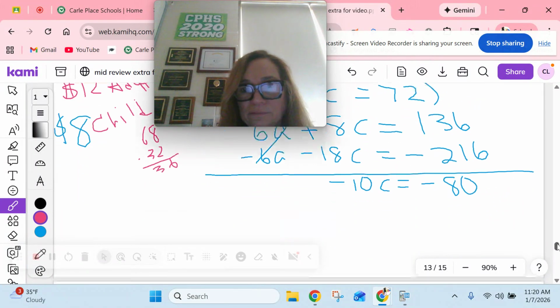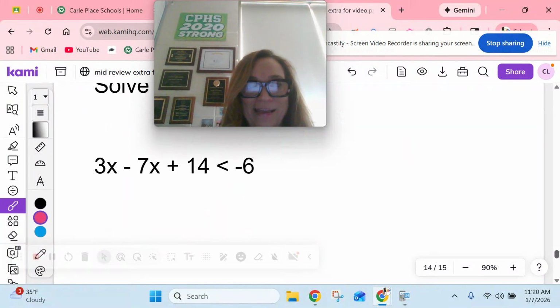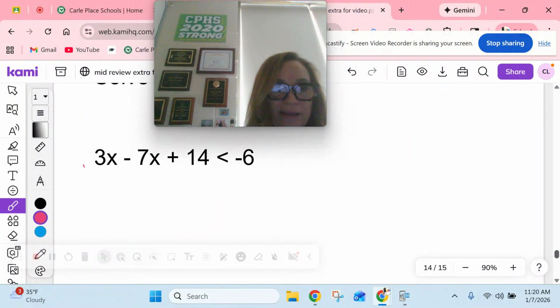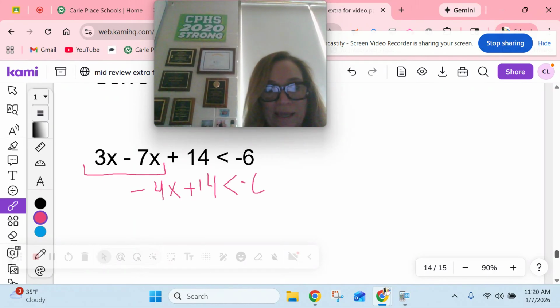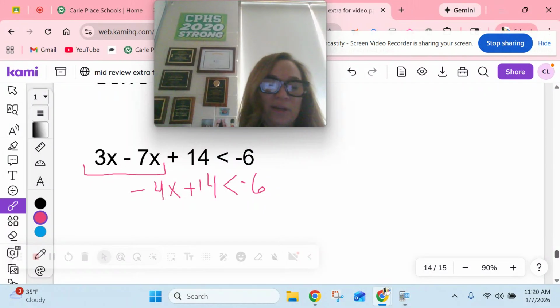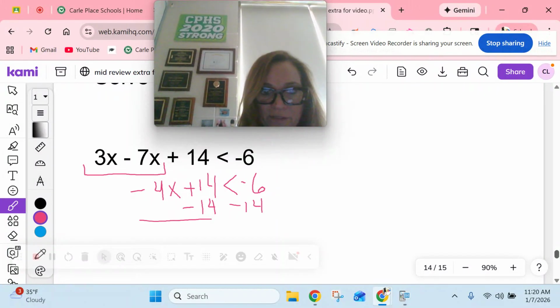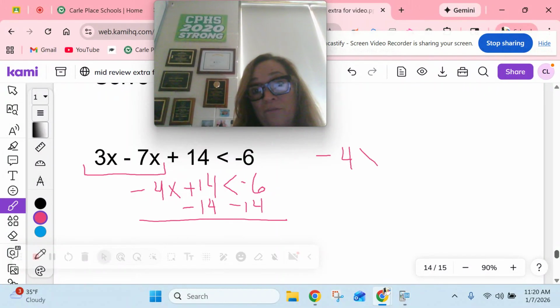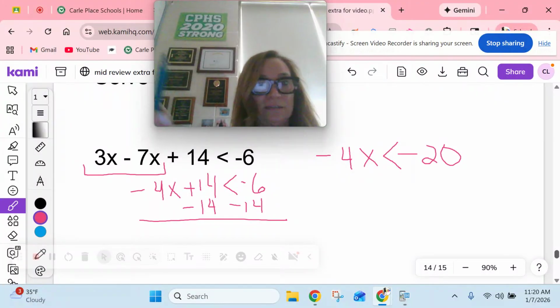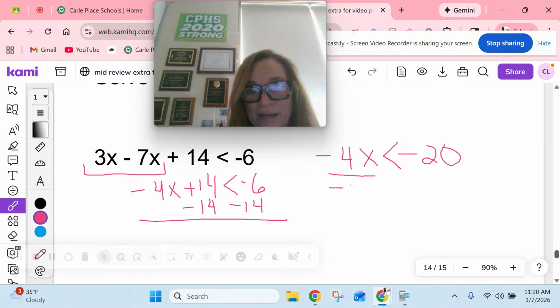Okay, here we go. Solve and graph. I love these. All right, so combine the like terms. Minus 4x plus 14. Honestly, there's not much in math I don't like. I love math. I do. Which I guess makes it good for me. Divide by negative 4. Divide by negative 4. X is greater than 5.